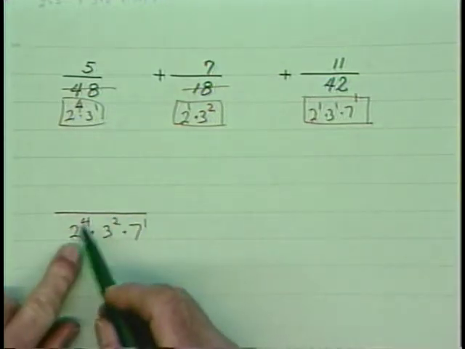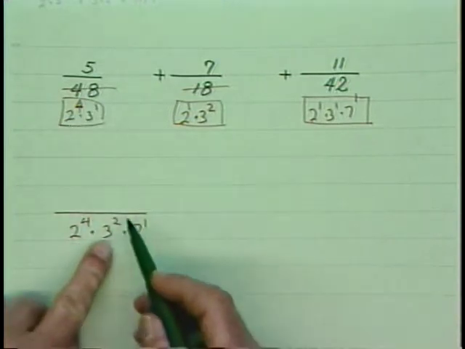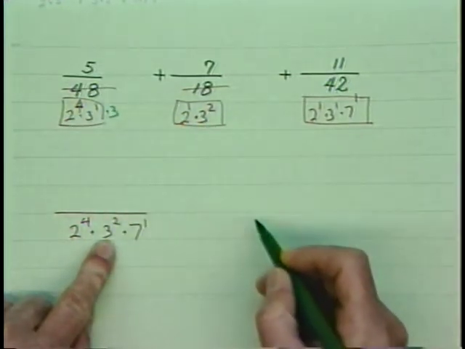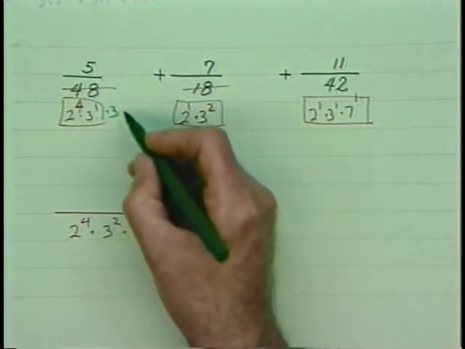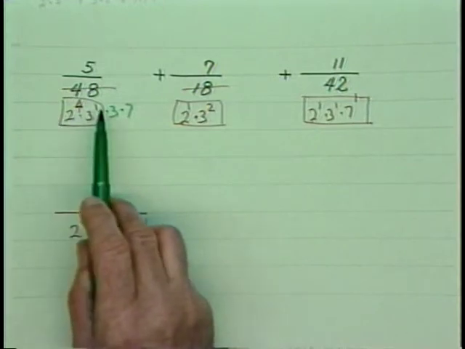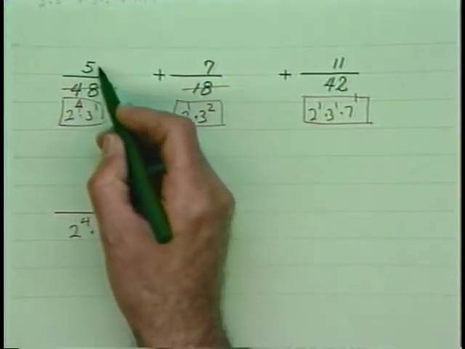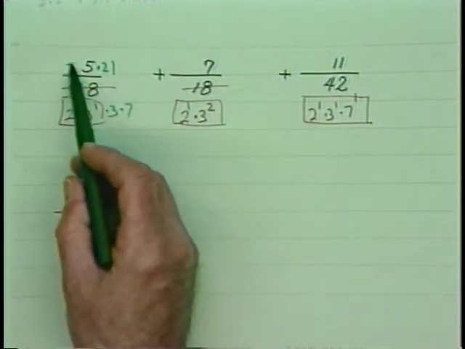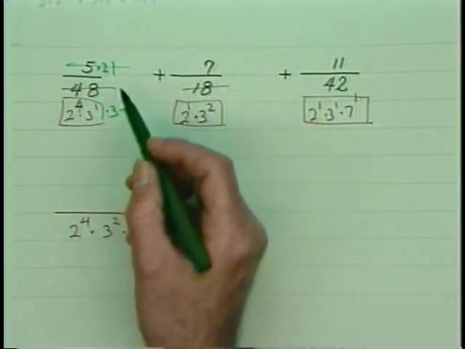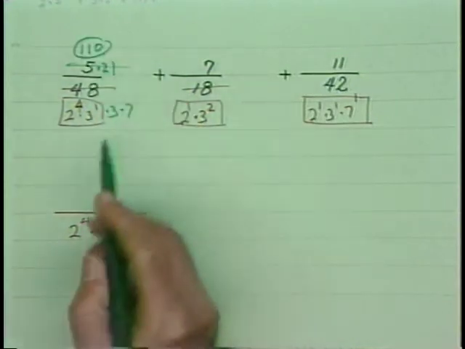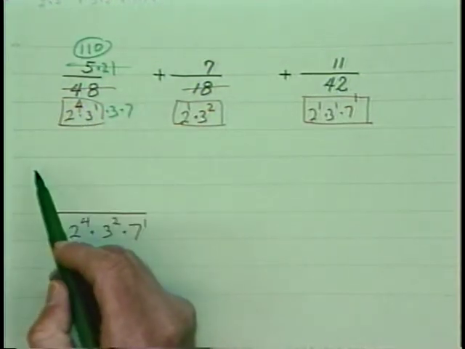I want 4 2's, I've got it. I want 2 3's, I've only got 1, so I need 1 more. I want 1 7, I give it to myself. So I'm multiplying the bottom in effect by 21, so therefore I must multiply the top by 21, which makes it become 110 over this bottom, whatever it is.